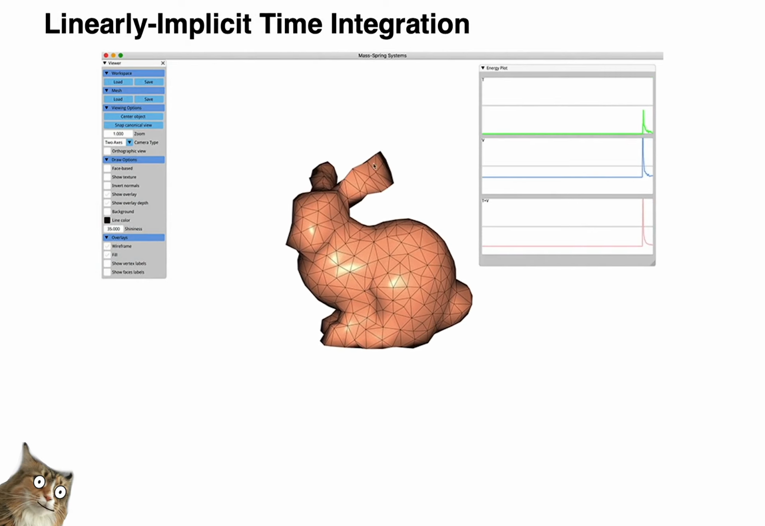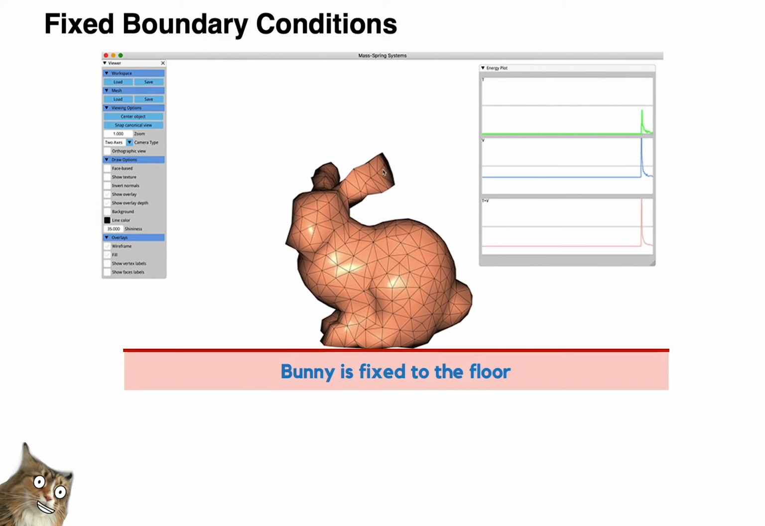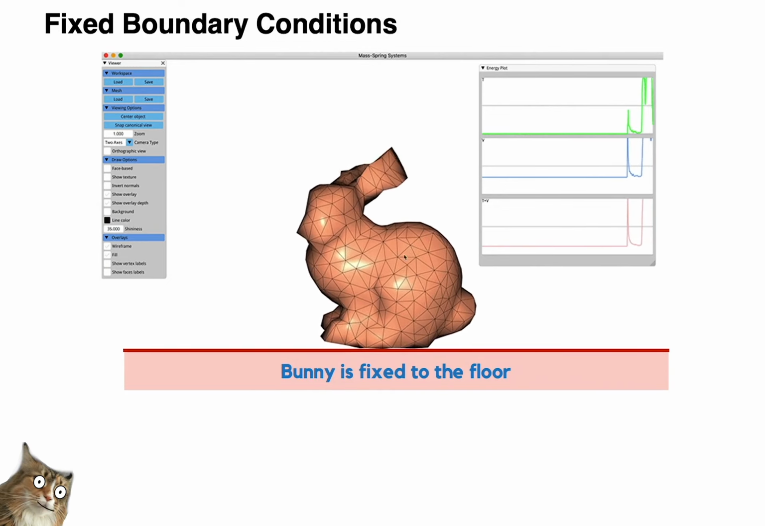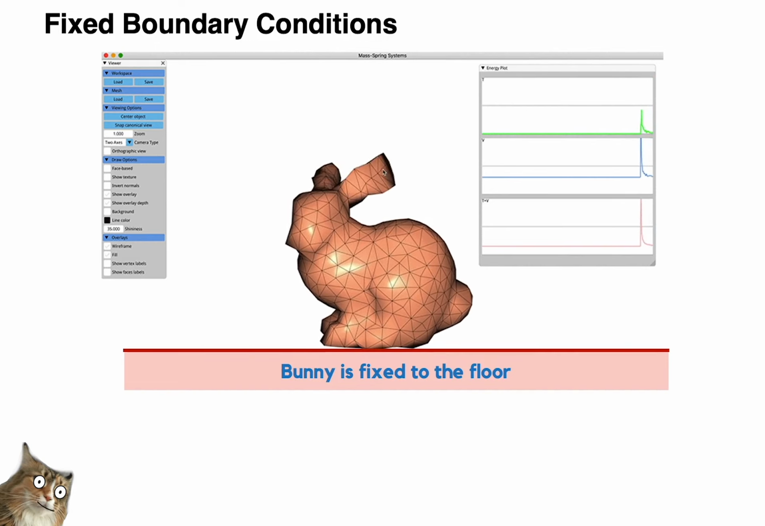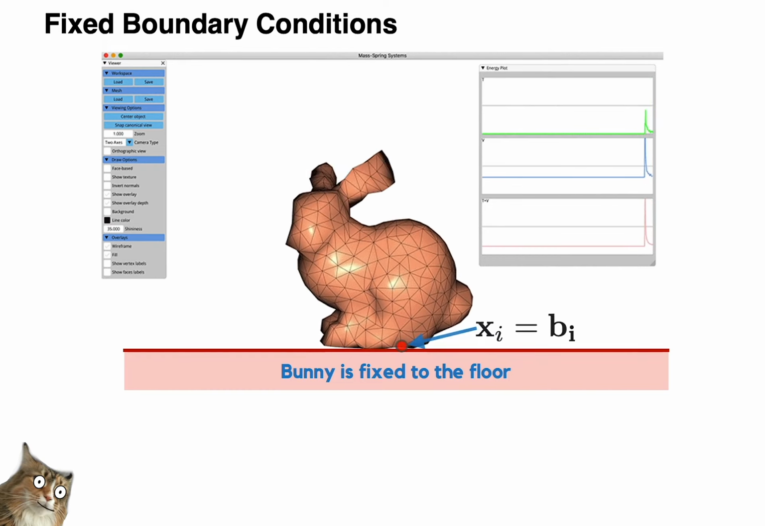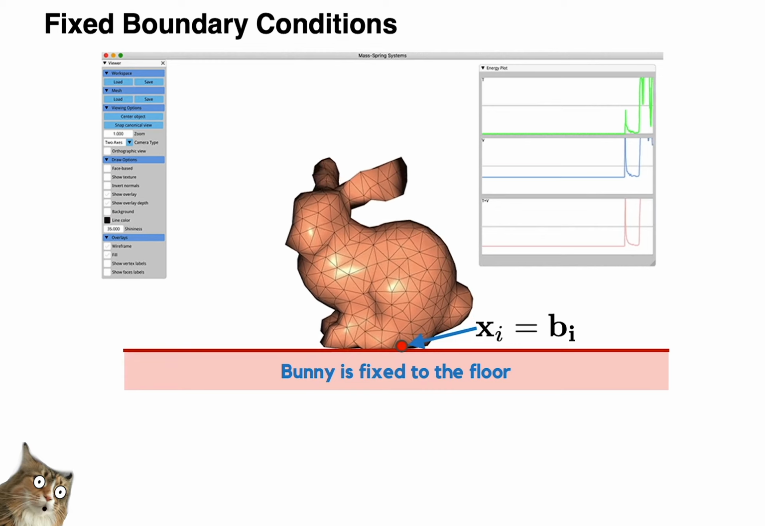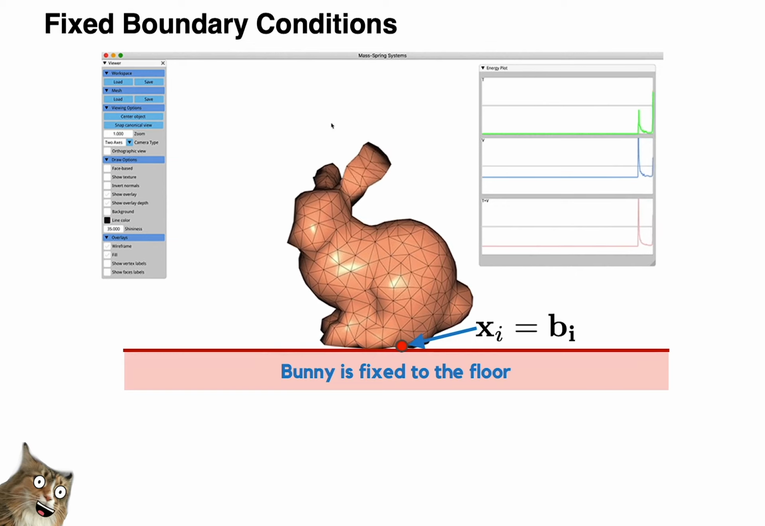And this is pretty good, but there's one more thing we need to talk about before we are done. You might have noticed that the bunny is not flying all over the scene as we interact with it. That's because it is secretly glued to an invisible floor. I want to end by discussing how to implement these invisible constraints. Imagine we know that the ith vertex of our bunny mesh is fixed to the floor. This means that its position, x sub i, is always going to be equal to some constant value, b sub i.